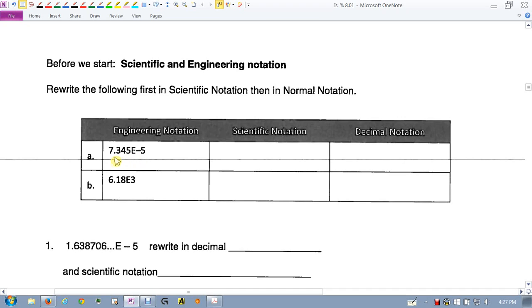So if you are given a number 7.345 E negative 5, what it means is you're going to take this decimal and move it 5 places to the left. If it's negative, you go to the left. If it's positive, you go to the right. So let me rewrite this by moving this decimal 5 places. 1, 2, 3, 4, 5. That's going to produce 1, 2, 3, 4 zeros in front of this. And that's going to be my decimal notation.